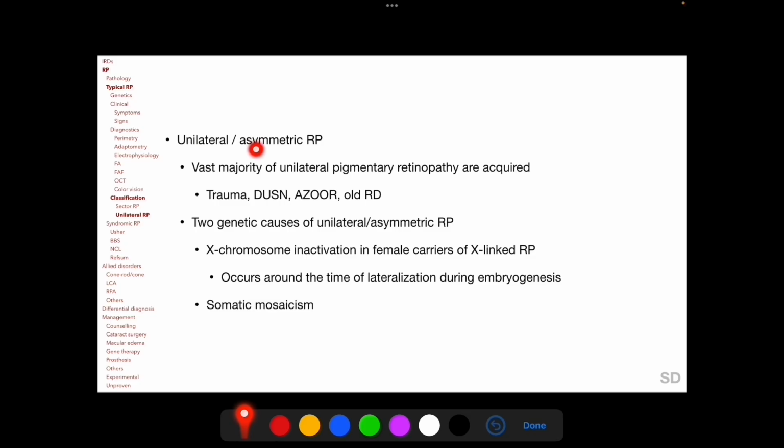Unilateral or asymmetric retinitis pigmentosa is an extremely rare entity, and two possible genetic causes of unilateral or asymmetric retinitis pigmentosa are X chromosome inactivation in female carriers of X-linked retinitis pigmentosa and somatic mosaicism. And the vast majority of unilateral pigmentary retinopathy are actually acquired and not retinitis pigmentosa, among which trauma and diffuse unilateral subacute neuroretinitis are important entities to remember. We have discussed DUSN in the section on uveitis.